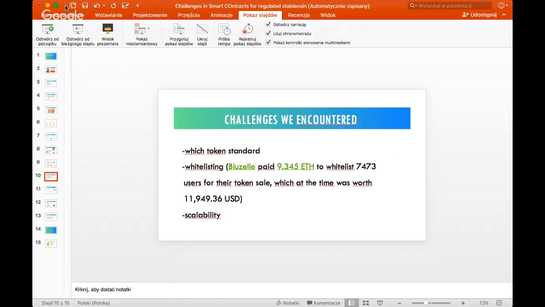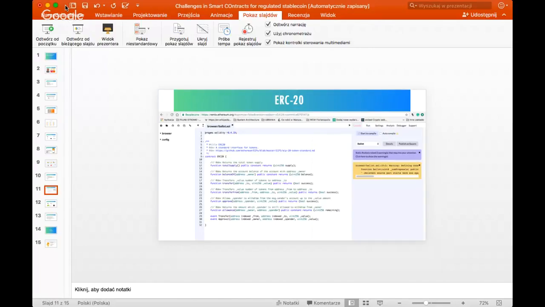Like, it's not even worth using this sort of solution. And then one of the issues was the scalability. So I'm going to talk about this token standard scalability further.